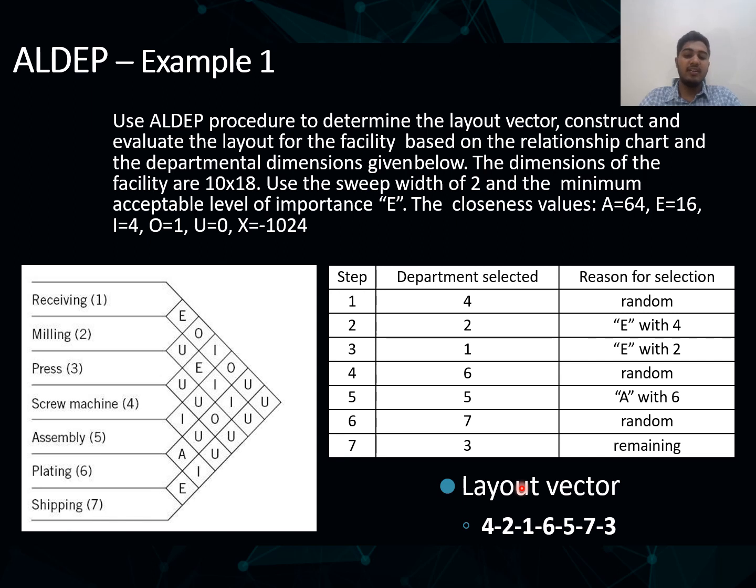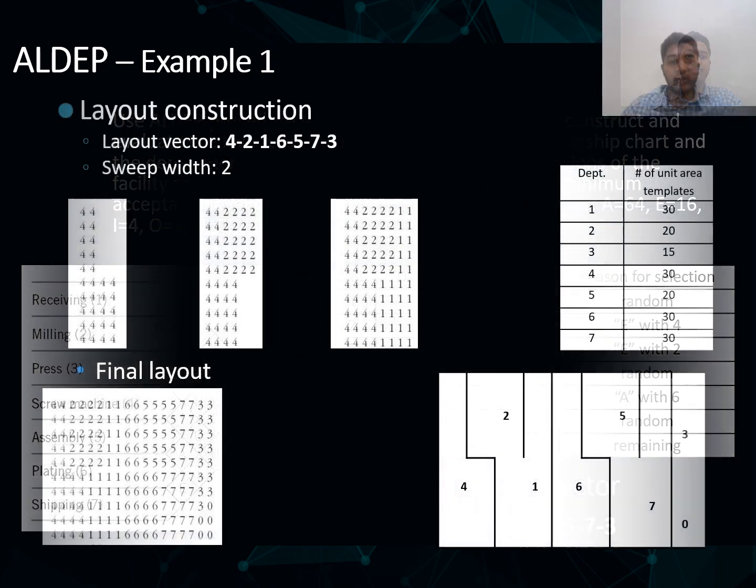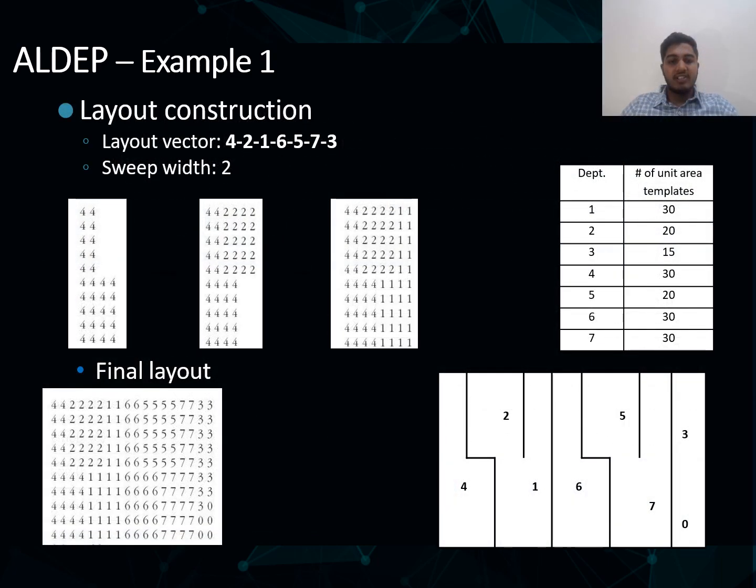So similarly, the layout vector is given below. The layout vector is given as 4, 2, 1, 6, 5, 7, 3. Sweep width is 2. So we need to start our plotting and table.